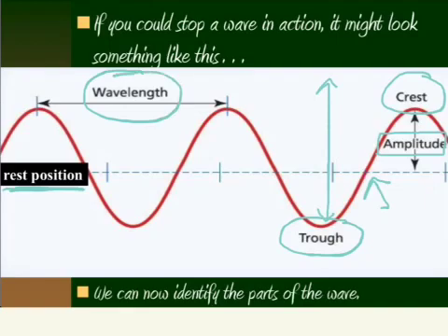The other part you need to know is the wavelength. The wavelength is defined as the distance between any 2 points on adjacent waves. So you have the distance between crest and crest of 2 waves, the distance between trough and trough on 2 waves, the distance between pretty much any point on the wave and that same point on the next wave.